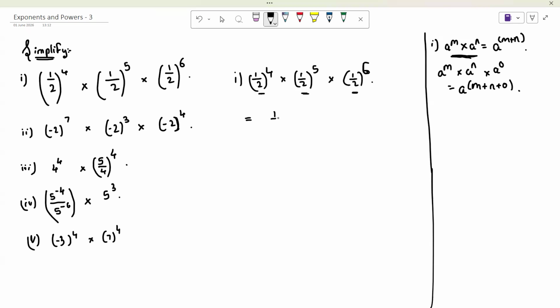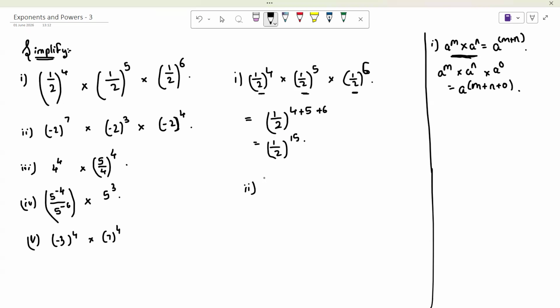So as it has the same base, we will keep the same base and then we will have 4 plus 5 plus 6. So 1 by 2 power 4 plus 5 plus 6, which is equal to 1 by 2 power 15. So that is your answer. Very nice, right? Let's move on to the next question.